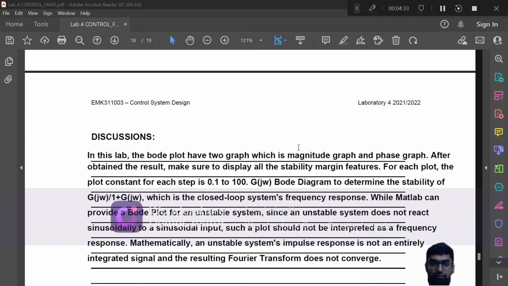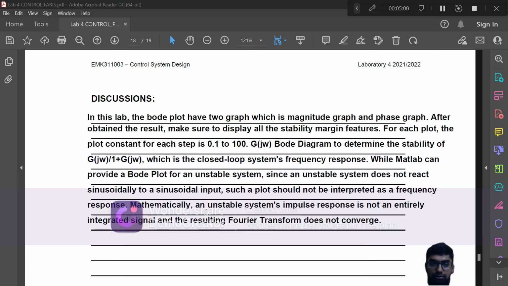In this lab we get to use the Bode plot. So Bode diagram to determine the stability of a closed loop system, frequency system, and use MATLAB to provide a Bode plot for an unstable system. Since an unstable system does not react sinusoidally to a sinusoidal input, such an input should not be interpreted as frequency response.